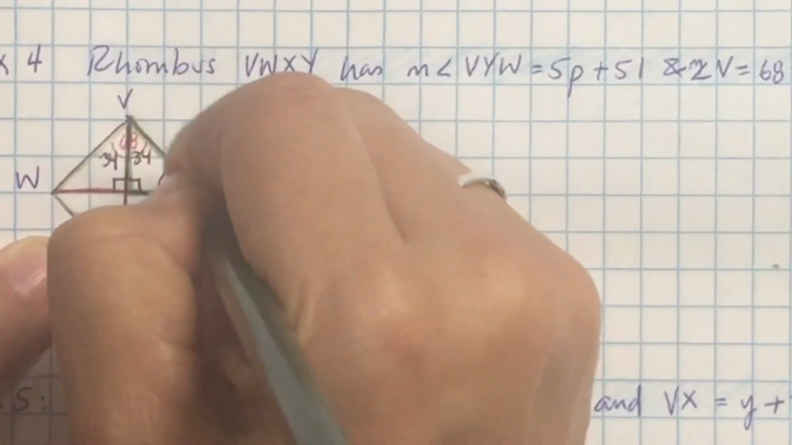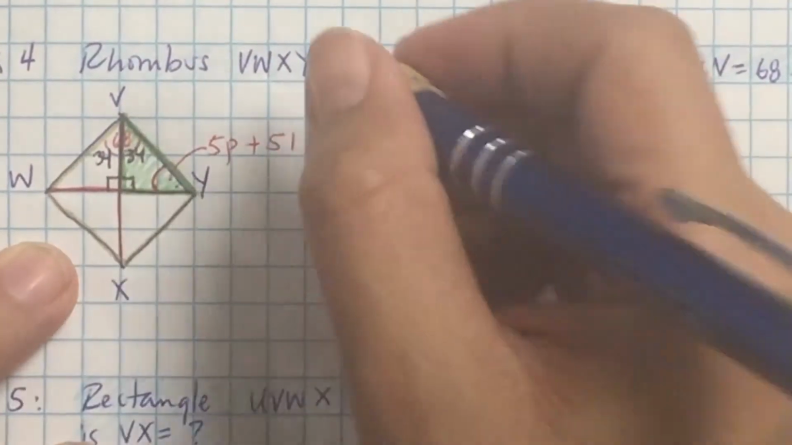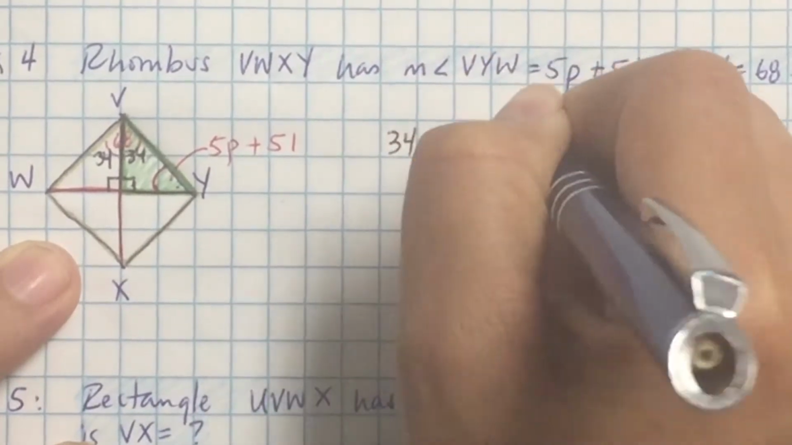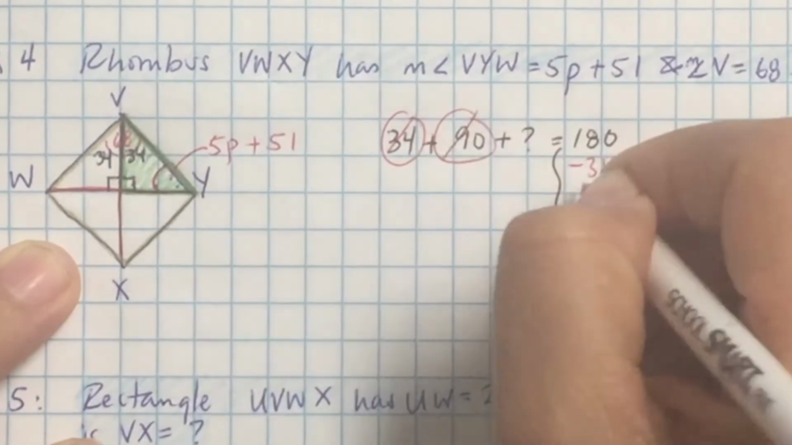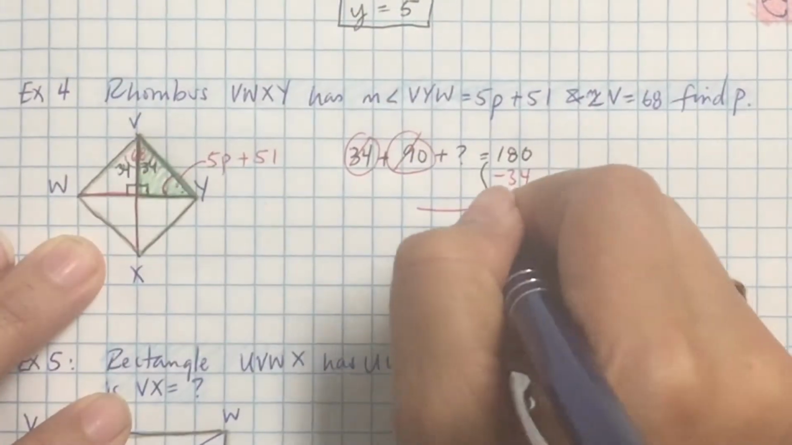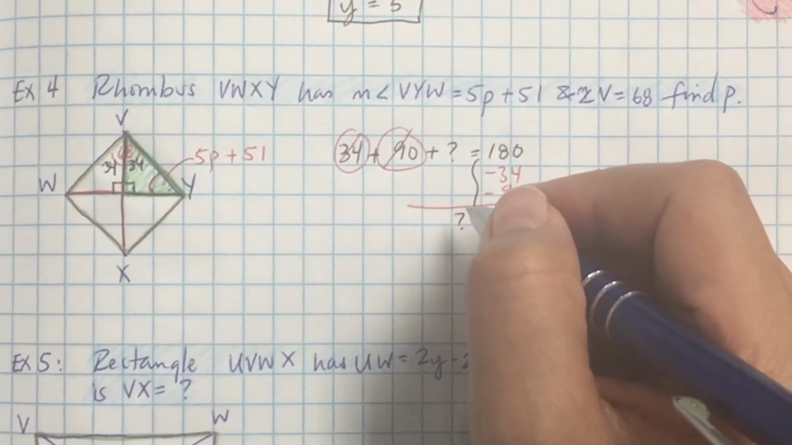Then I'm going to find a triangle. And what do I know about all triangles? That they add up to 180. So 34 plus 90 plus whatever this angle is adds up to 180. So take 34 to the other side, negative 34, positive 90 to the other side, negative 90. So you're going to get question mark is equal to 56.